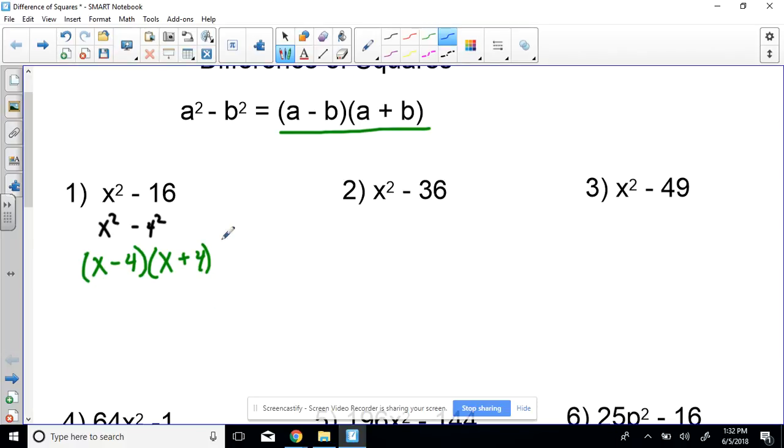Once you get familiar with it, all you're going to do is take the square root of both of these. So look at the second one. What is the square root of x squared? x minus, what's the square root of 36? 6. So the second part is going to be x plus 6. Let's look at this one. The square root of x squared would be x minus the square root of 49 is 7. So x plus 7.